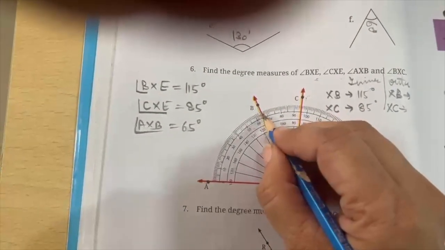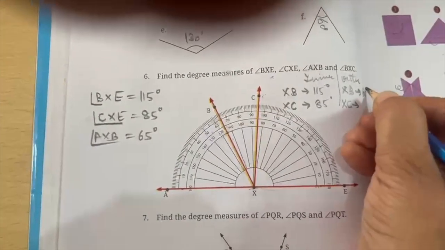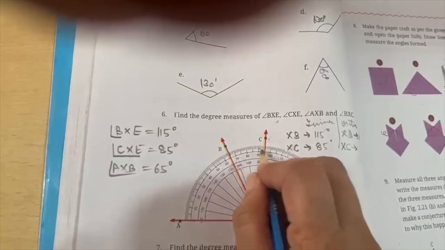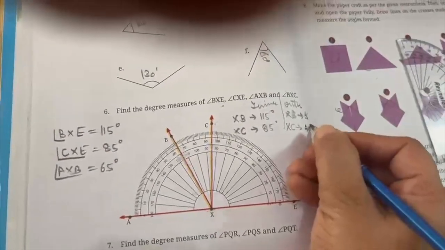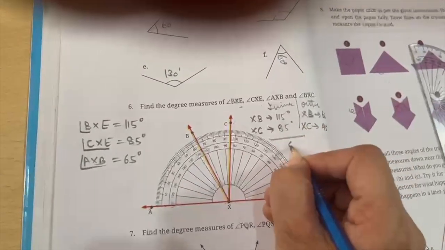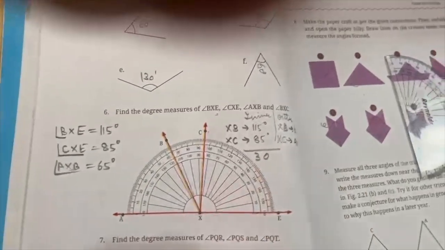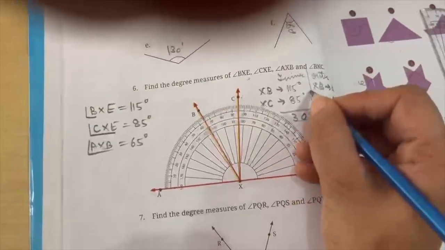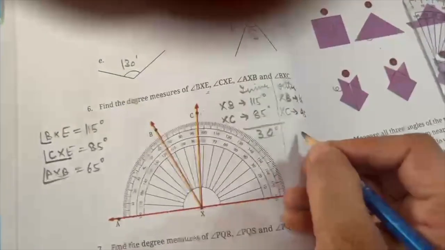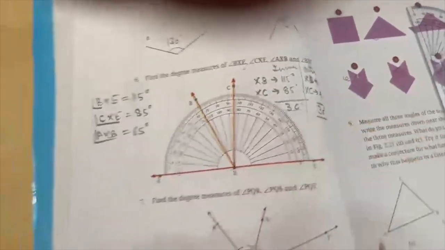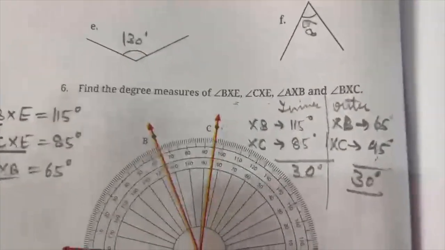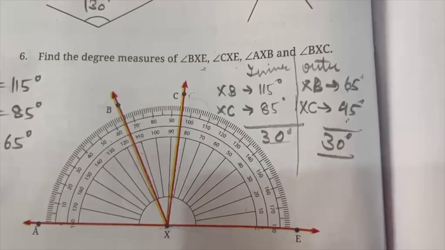XB for the outer circle is 65, and XC for the outer circle is, going that side, 95. So what is the difference? If you see their difference, from 0 it is coming 30 degrees. For inner also and for outer also, 95 minus 65, bigger minus smaller, is also 30 degrees. So both ways the answer is 30 degrees. So you have done it for the inner circle and for the outer circle also.